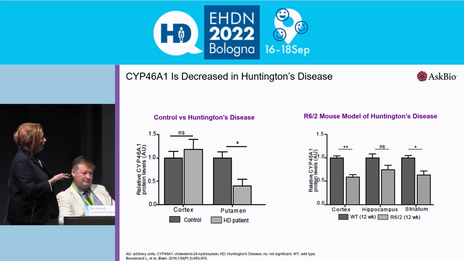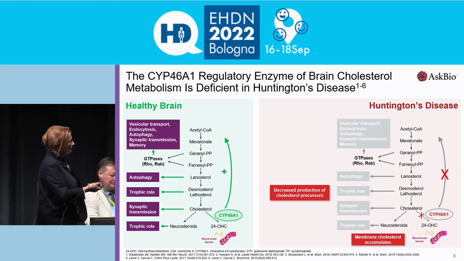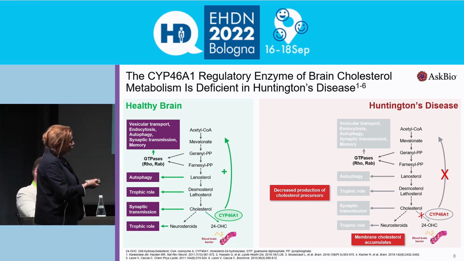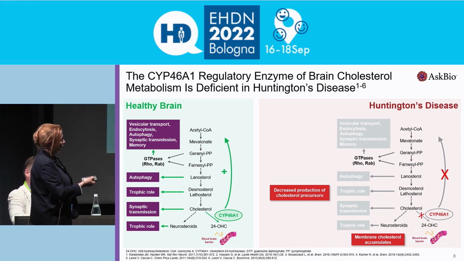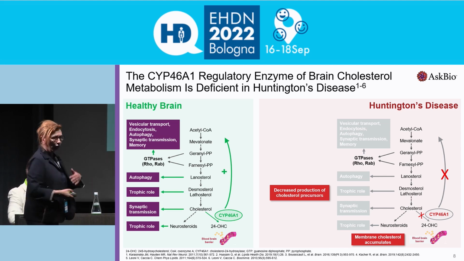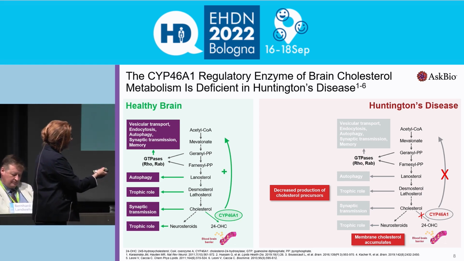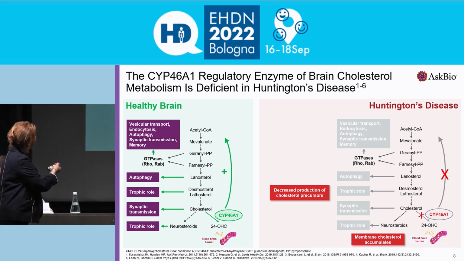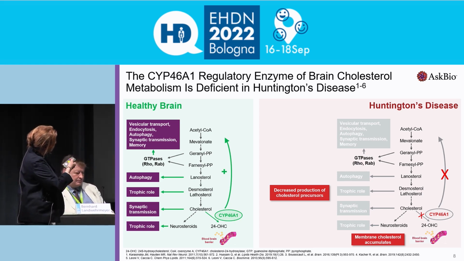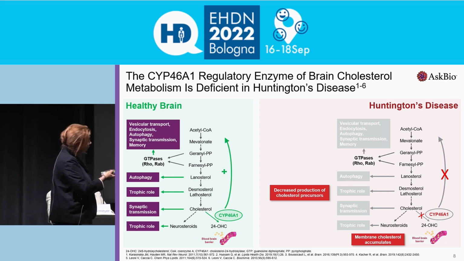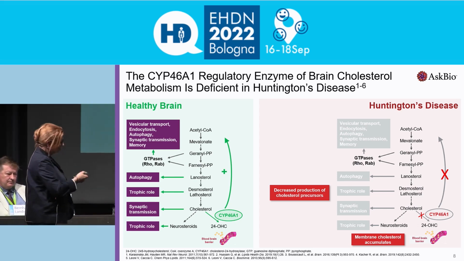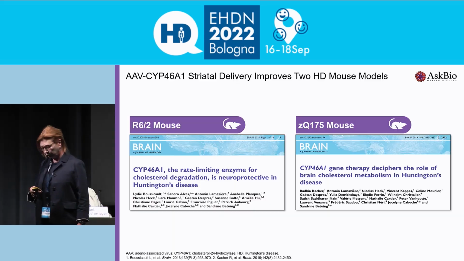So when the protein CYP46A1 is decreased, this has two consequences. Cholesterol accumulates, and particularly in membranes, as I said, leading to sticky membranes and finally to neuronal death, but also these compounds that are normally produced by this pathway are not, and so this has major consequences on all neuronal functions.